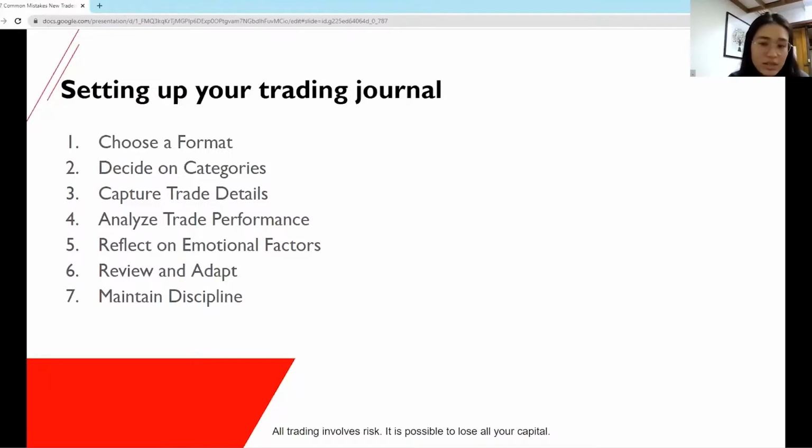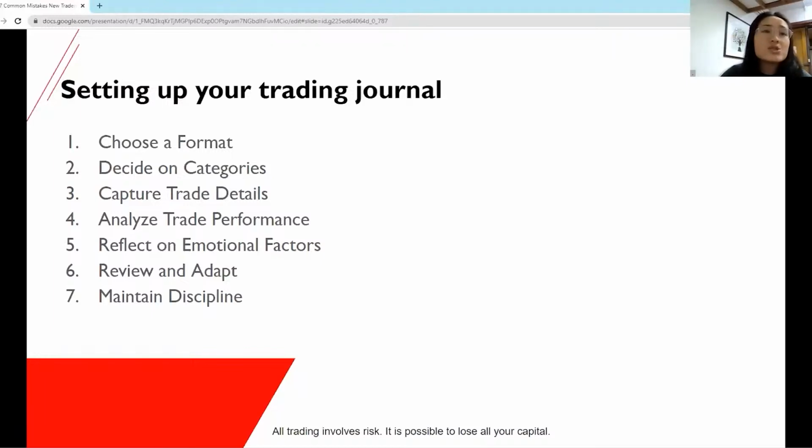Third, we capture trade details. So we want to record the relevant information for each trade you make. You should be consistent and diligent in entering the details accurately and promptly after each trade. So you want to make sure that you include all the predetermined parameters, such as entry and exit points, as well as any adjustments made during the trade.